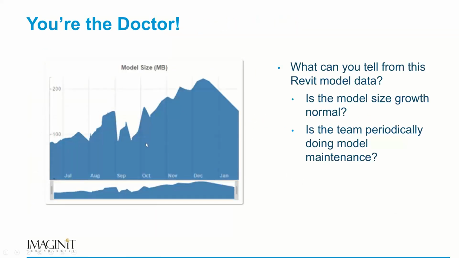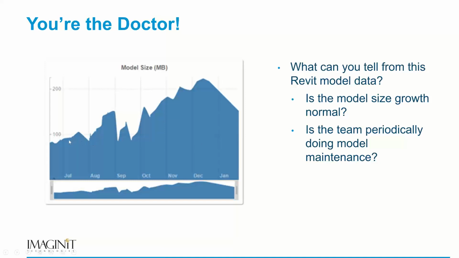So let's say you are the BIM doctor, if you will. Let's say that you had data about a Revit model over the last, say, 6 months, like what we're showing here. This is your chart. We measured the model size, let's say once a day over that time frame. What do you see in here? What does this mean to you as the doctor?